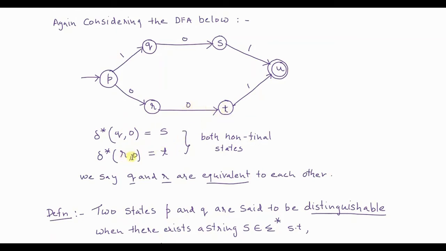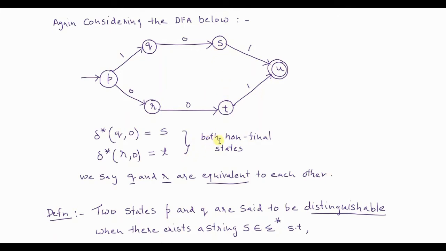From state R on reading 0, which is the same string read by the previous extended transition function, it takes you to T. So from state Q in the diagram on reading 0, the automata makes a transition to S, which is a non-final state. Similarly, from state R on reading the same input 0, the automata makes a transition to T, which is also a non-final state. Notice that S and T are both non-final states, but they are not the same state. They are different states of the automata.